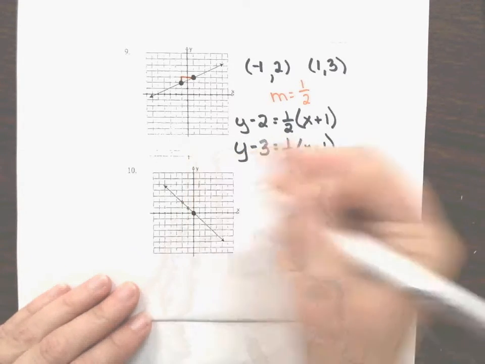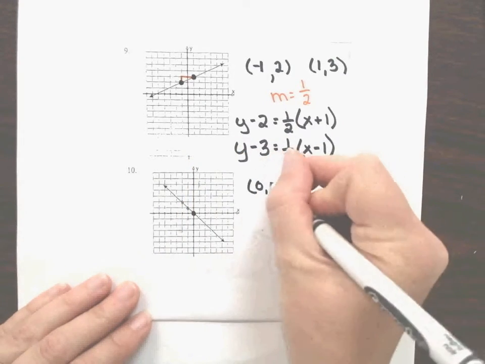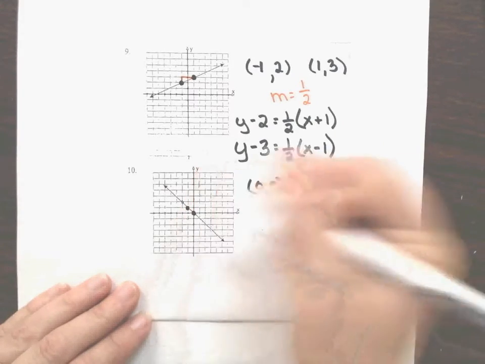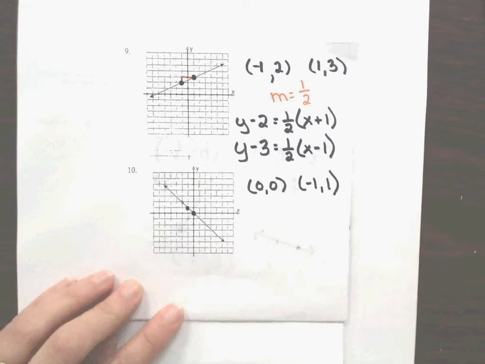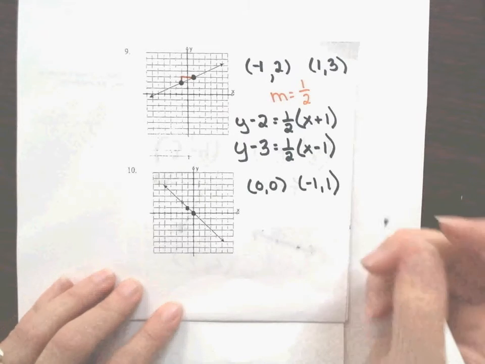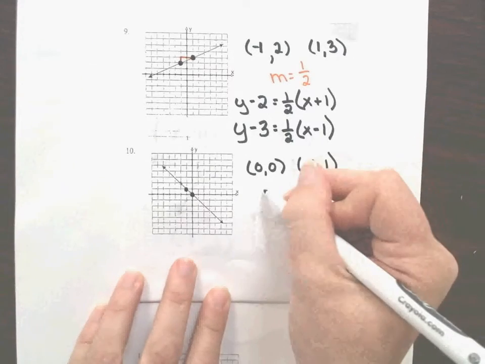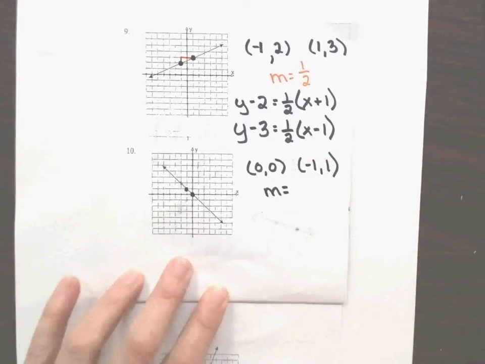Okay, on number 10, let's choose the point 0, 0, and choose the point -1, 1. There's actually 3 points there. You only need 2 points to write an equation of a line. Because if everyone's 0, 0. Mhm. People have to hit something.